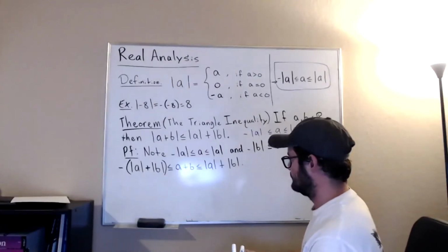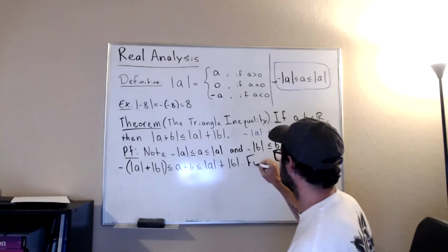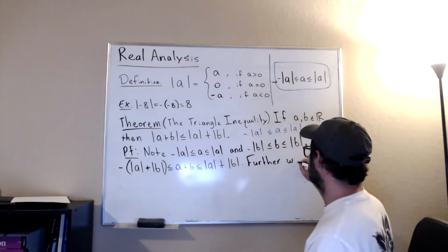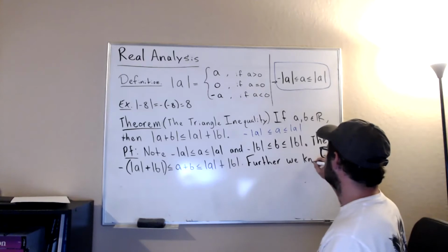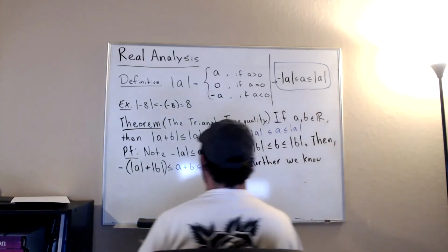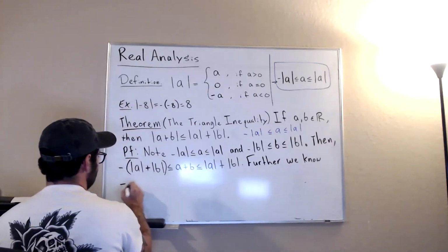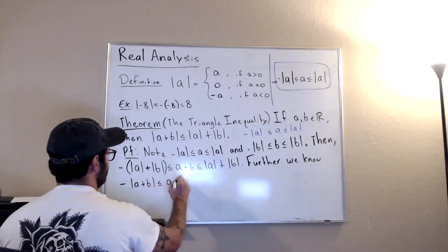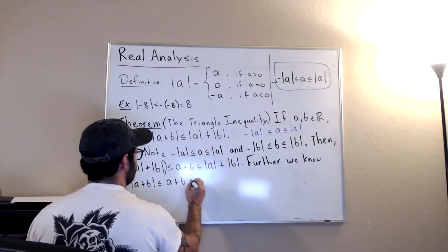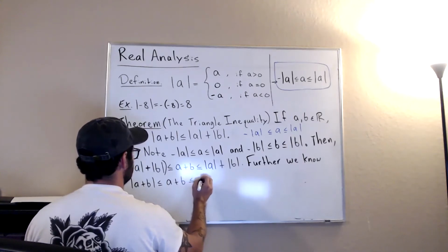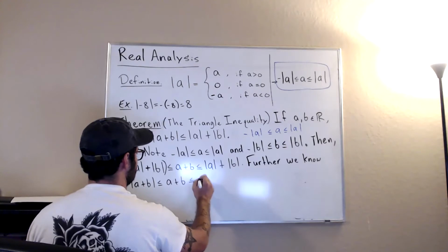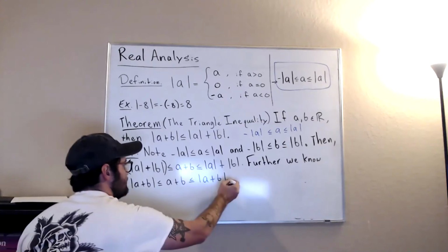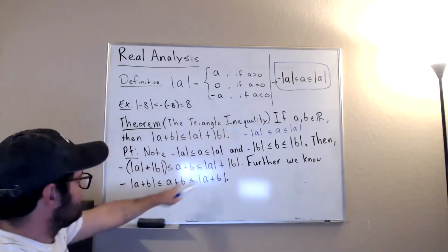So maybe further, we know that negative absolute value of a plus b is less than or equal to a plus b, which is less than or equal to the absolute value of a plus b. Again, just like up there, the same thing, right?